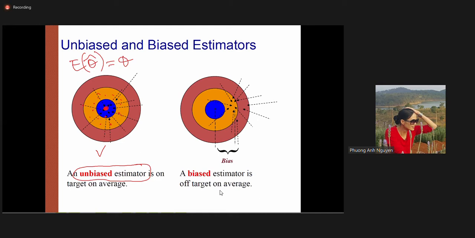Compare to the next case, when the estimator is biased. It doesn't look very good, right? Because it's off target on average. You get these values and you take the average, and you get something here, which is not the true value. So in this case, the expectation of the estimator is different from the true value of theta, and this difference is called the bias.